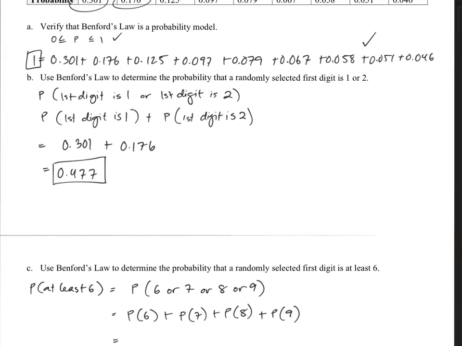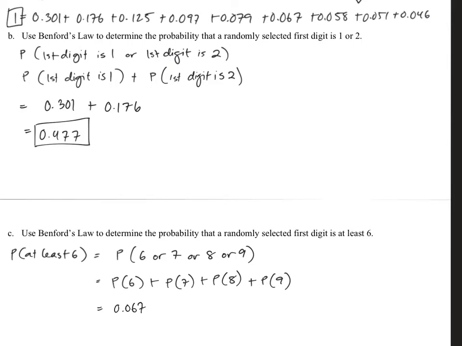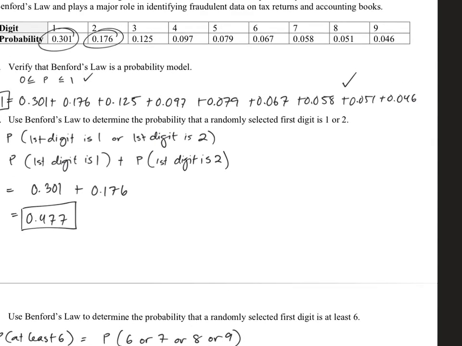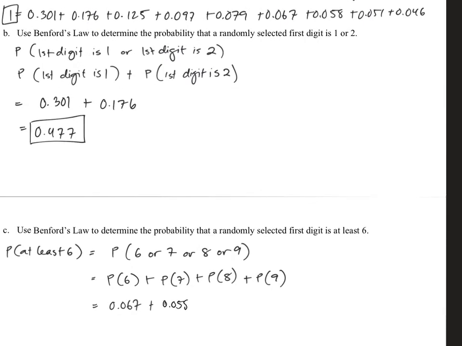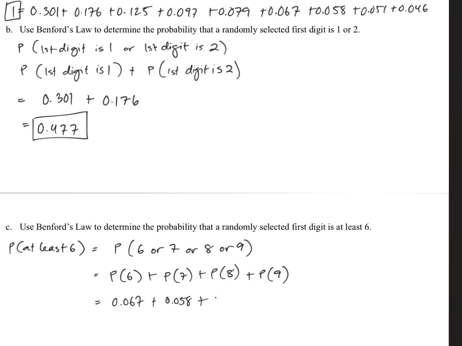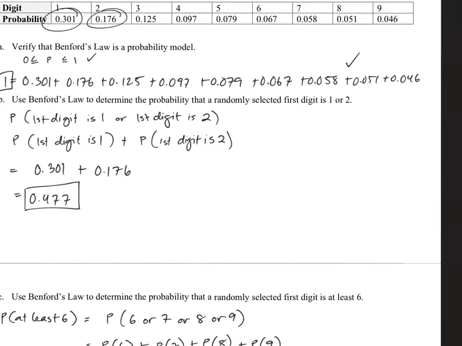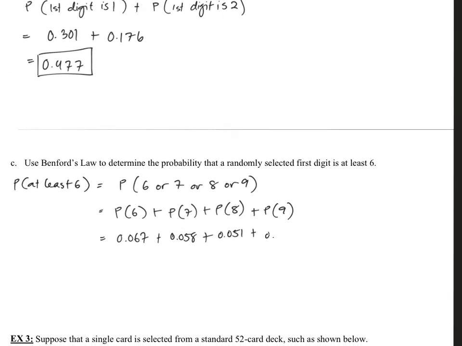And those probabilities, for 6, it's 0.067. Probability of 7, 0.058. Probability of an 8, 0.051. Probability of a 9, 0.046. Okay, adding up all those probabilities, we would get 0.222. So what would these mean in terms of interpretation?